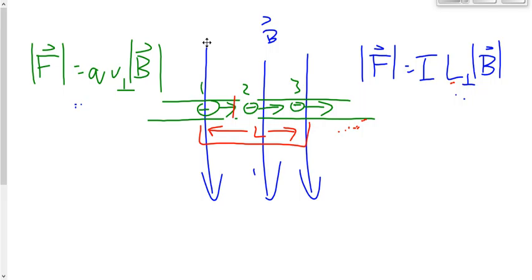Okay, if the force on this particle is out of the page, and the force on this one is out of the page, and the force on this one is out of the page, well, then the force on the wire that carries these 3 electrons is going to be out of the page. Just going to do the same thing as you did before, except that there's a new equation that describes it as opposed to the old one. All right?